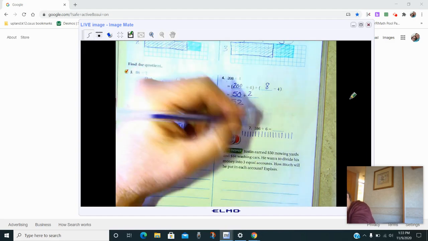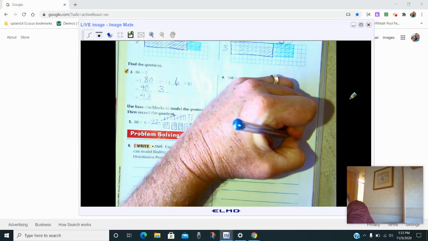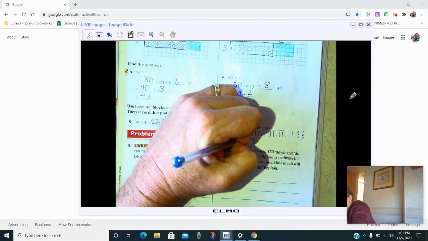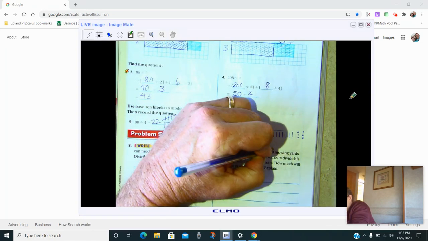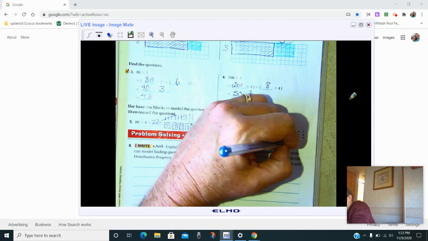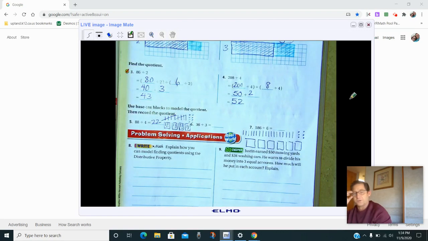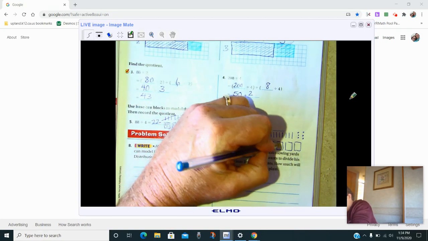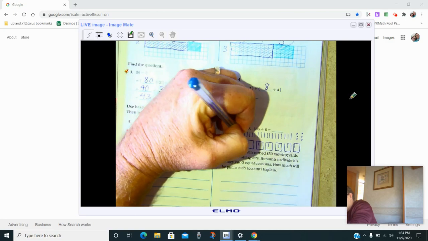And 6 ones. All right, so that's 186, and we have to put them into 6 groups. All right, so there's our 6 groups. Let's start by putting 1 ten in each group. 1, 2, 3, 4, 5, 6.